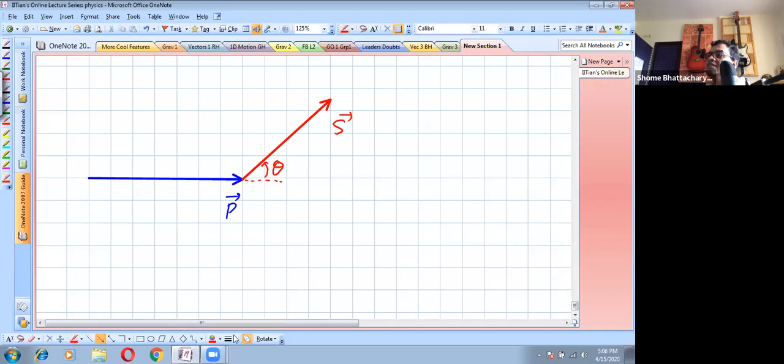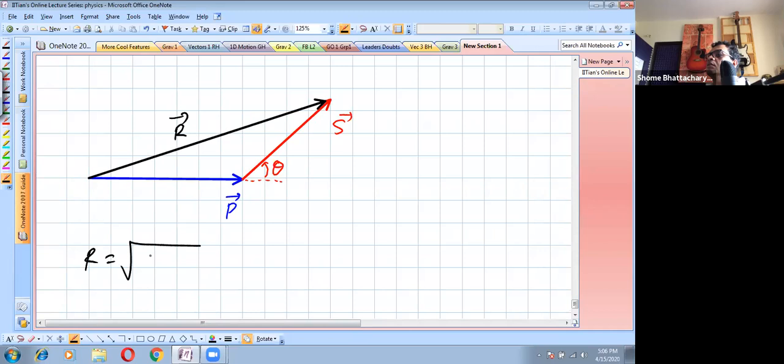So my resultant of these two, as given in the question, is this vector. And I already know the formula which I've derived, that the resultant's magnitude is root of P square plus Q square plus 2PQ cos theta. This is the statement of the triangle. Now let's apply the same principle to the second one.